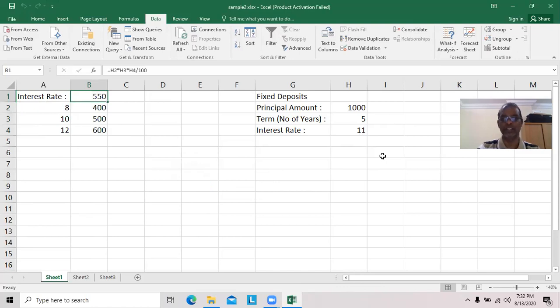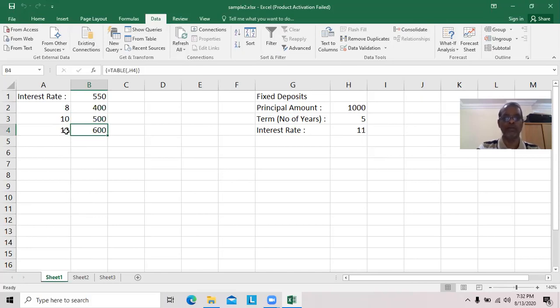This is for H4. H4 will be replaced by 8. Here this H4 will be replaced by 10. H4 will be replaced by 12. This is a concept available in this one.